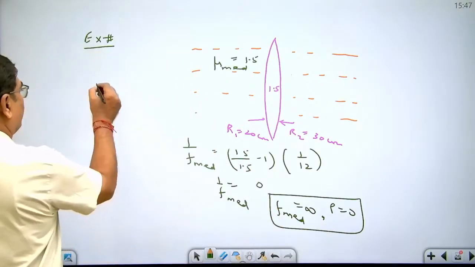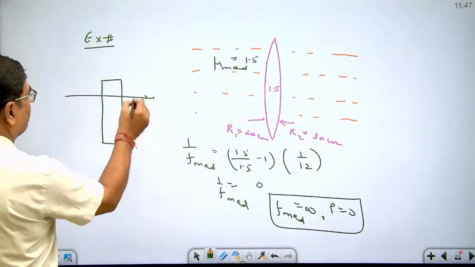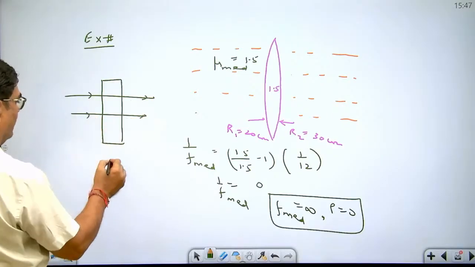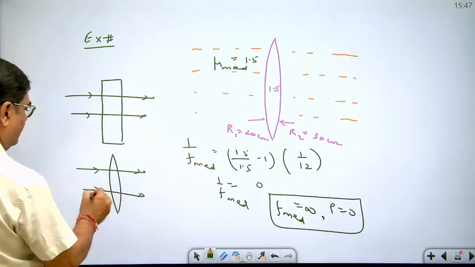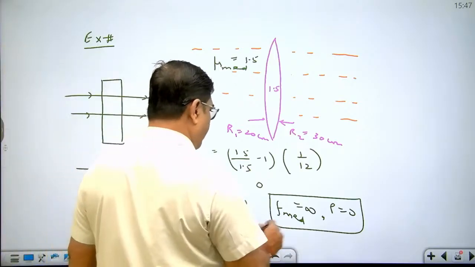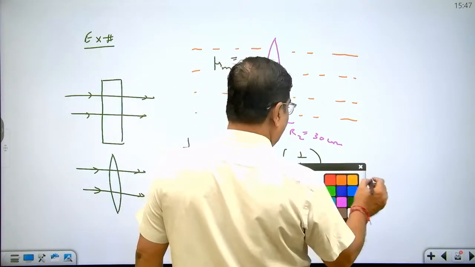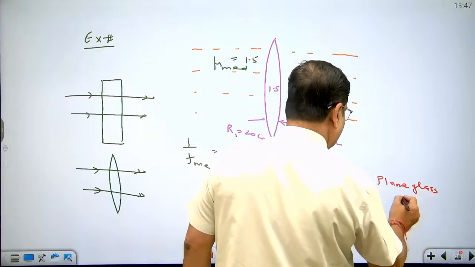So the diagram of the lens will be like this. This will start behaving like this. This lens will behave like this, where power is 0 and focal length is infinity. This will behave as a plain glass slab.